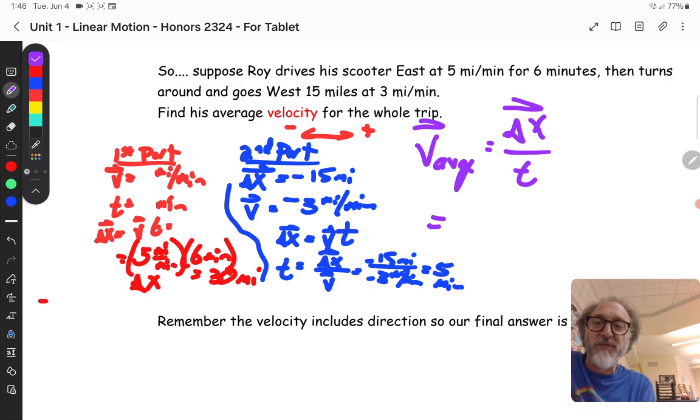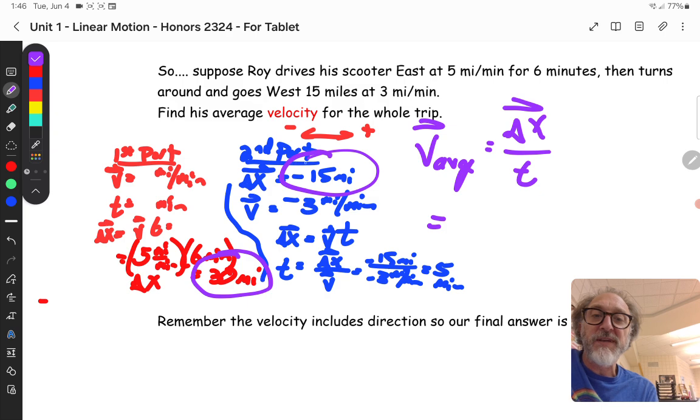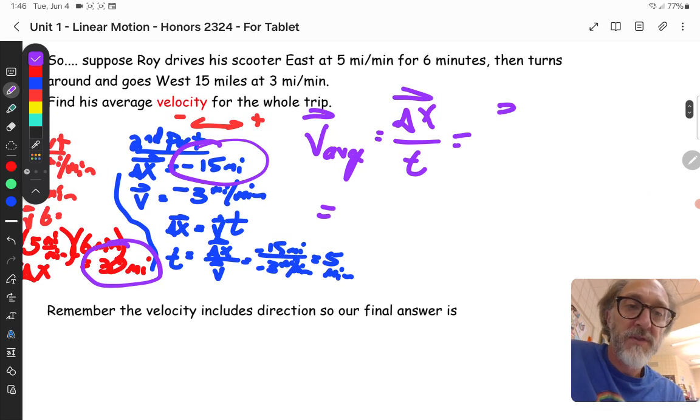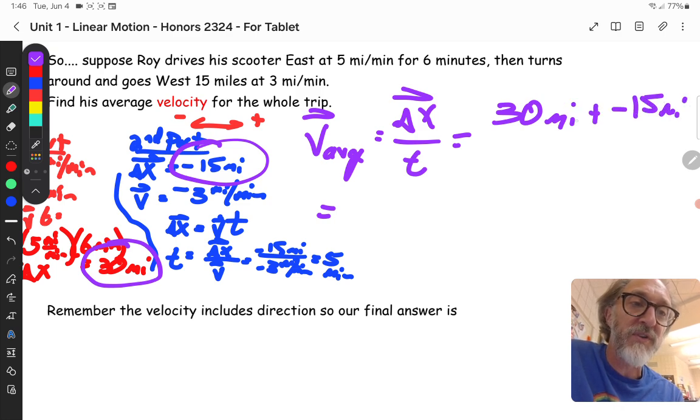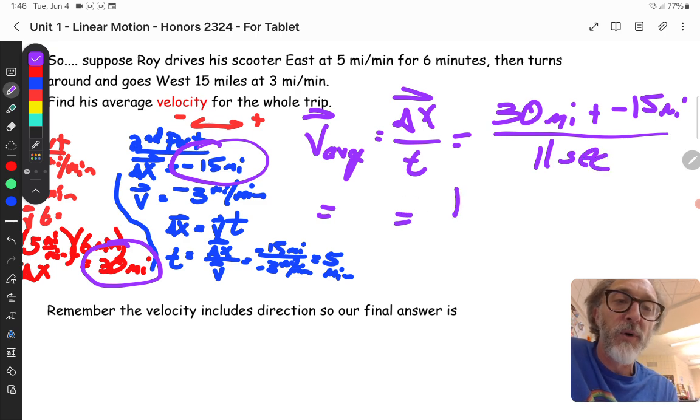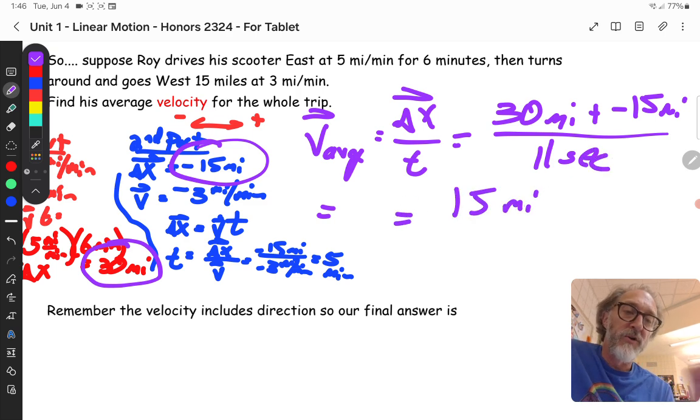So what's his displacement for the whole trip? Well, he went 30 miles east and then 15 miles west, and the whole thing again took 11 minutes. So it looks like he ended up going 15 miles east. Notice I know that it's east because my displacement ended up being positive 15, right? So his overall net gain, he went farther east than he did west.